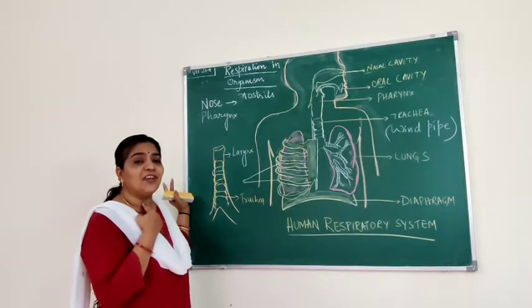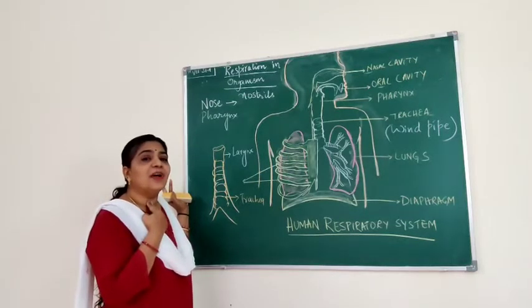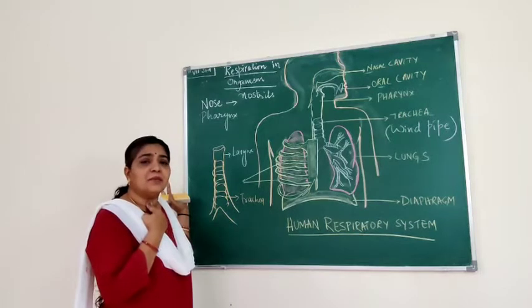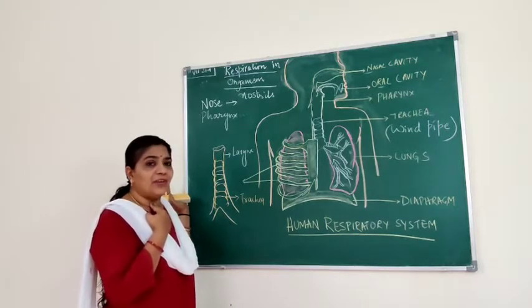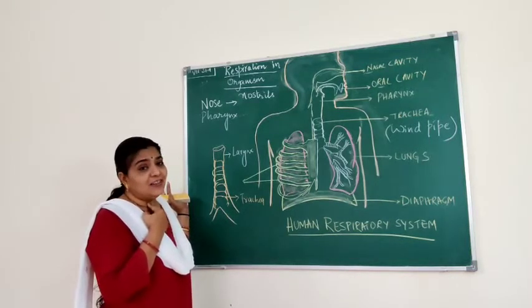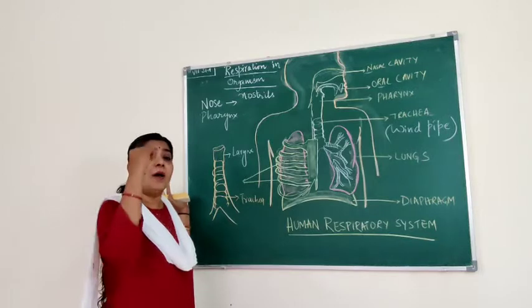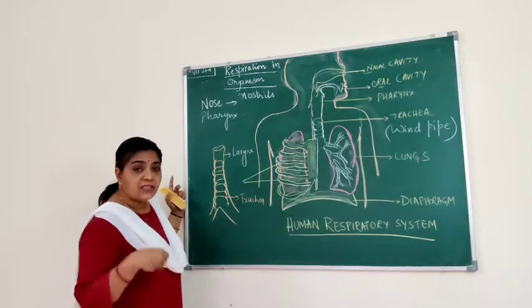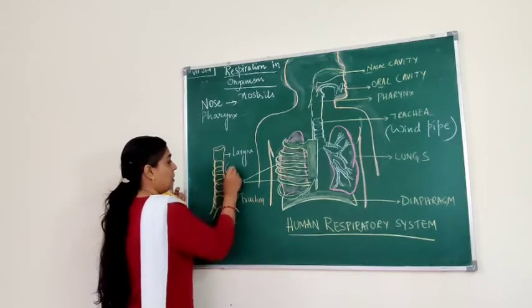You can touch and feel it. Whenever you talk, just keep your hand here near the neck region and make some sound. You can feel the vibration. That vibration is because of the voice box which is present in our throat region, above the trachea. Just above the trachea, we have the larynx. Commonly it is called voice box.